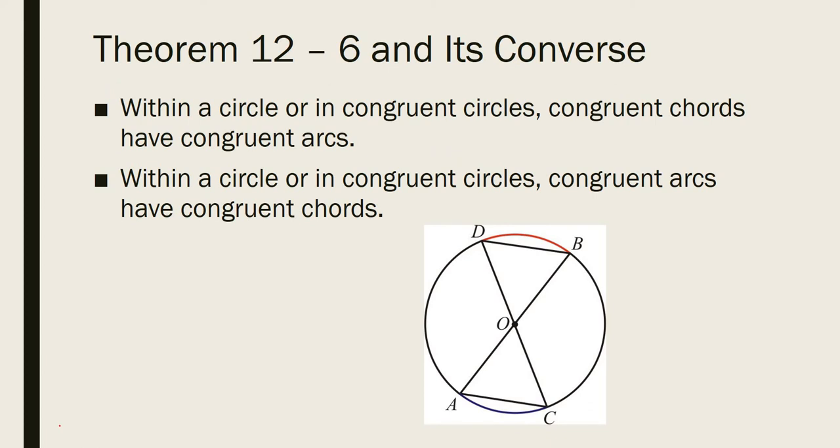Okay, theorem 12.6 and its converse. Within a circle or in congruent circles, congruent chords have congruent arcs. So if DB is congruent to AC, if that's given, then I can say that arc DB is also congruent to arc AC. And the same thing in reverse. If the arcs are congruent, then the chords are congruent. All we're saying is that if you have any chord or arc or angle that is congruent to another chord or arc or angle, then everything else is congruent as well.